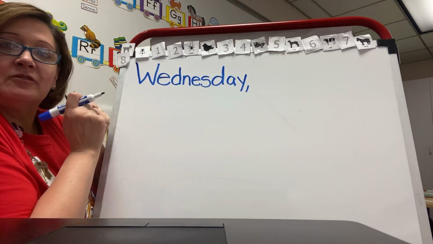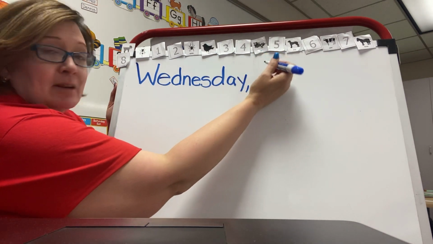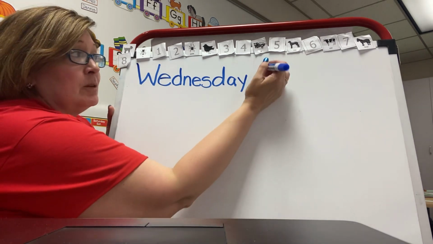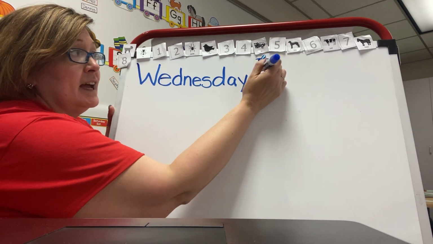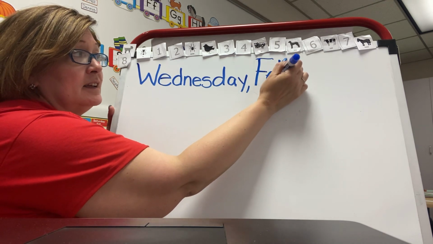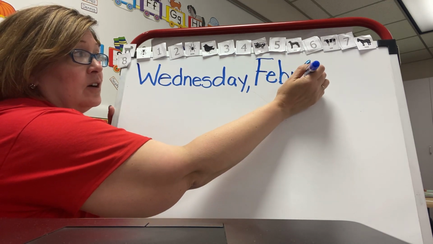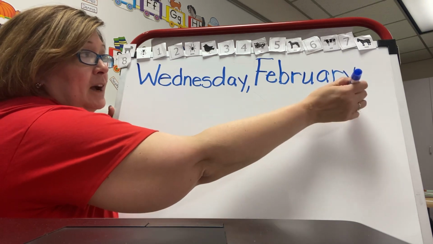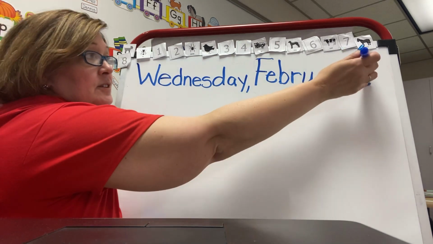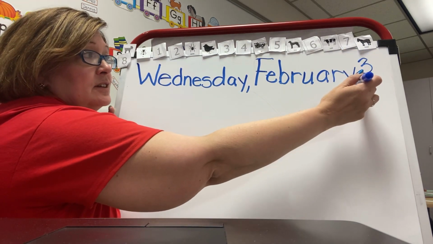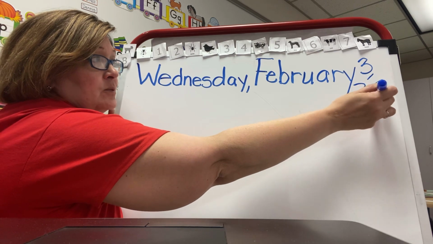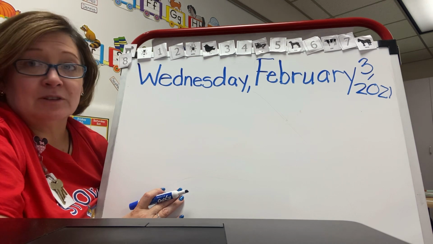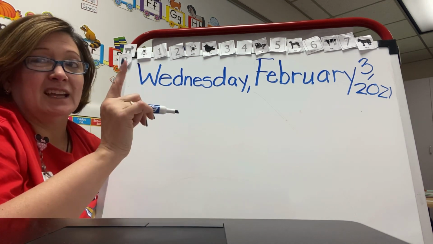Now, what month are we in? February. The first sound. Now, February is special, just like a day of the week and like our names, so it has to start with a capital. So capital F, E, B, R, U, A, R, Y. February what? The 3rd. I have to squeeze it down here. The year is 2021.